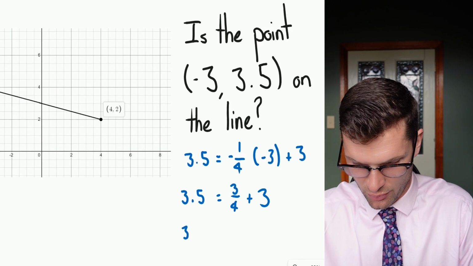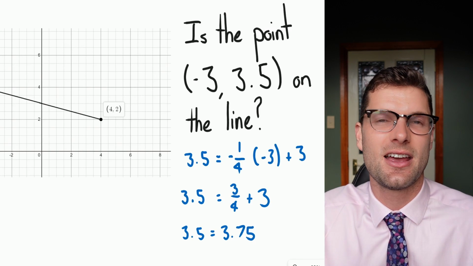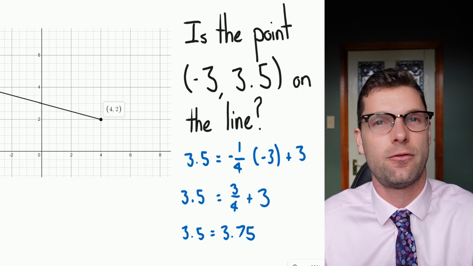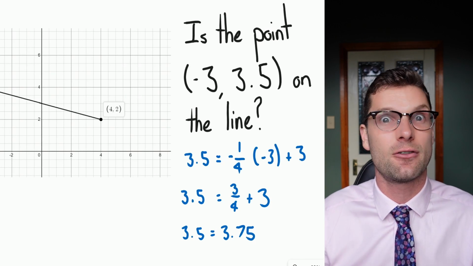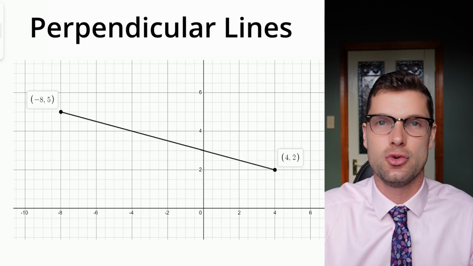So does 3.5 equal 3.75? It obviously doesn't, so that means this point is not on the line, which we did kind of guess from the graph, but it's really nice to have confirmation. We also want to be able to find what a perpendicular line is to this line.